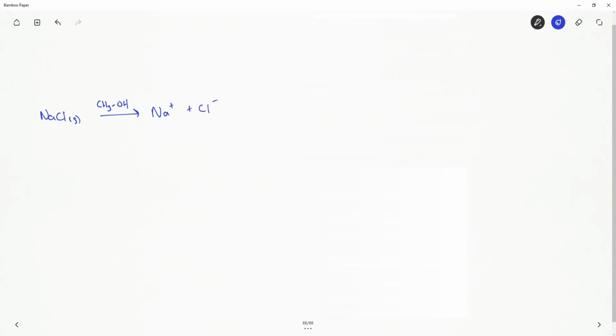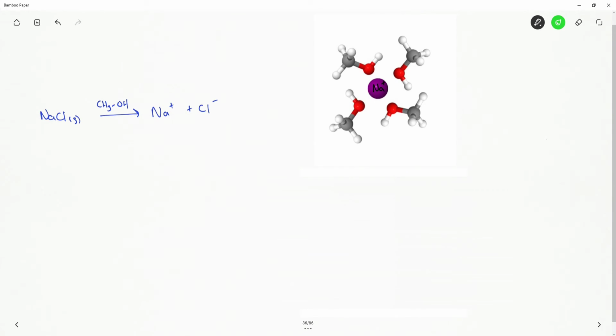Table salt will still form its ions, but in this case, instead of being stabilized by water molecules, it's actually stabilized by the methanol. So again, if you look at my 3D models on the right, you can see for the sodium cation, we have the partial negative charge on the oxygen stabilizing this cation. And again, instead of forming a sphere of hydration, this is going to form a sphere of solvation.